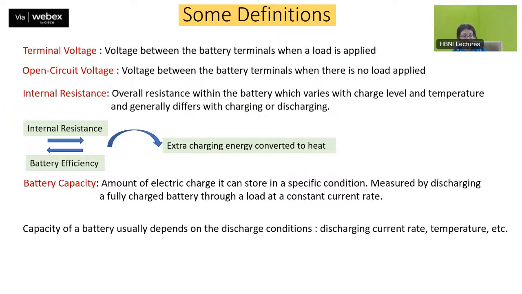And the battery capacity is what? The amount of electric charge it can store under specific conditions. It is measured by discharging a fully charged battery through a load at a constant current rate. And the capacity of a battery usually depends on the discharge conditions. So what do the discharge conditions depend on? Discharging current rate, temperature, etc.